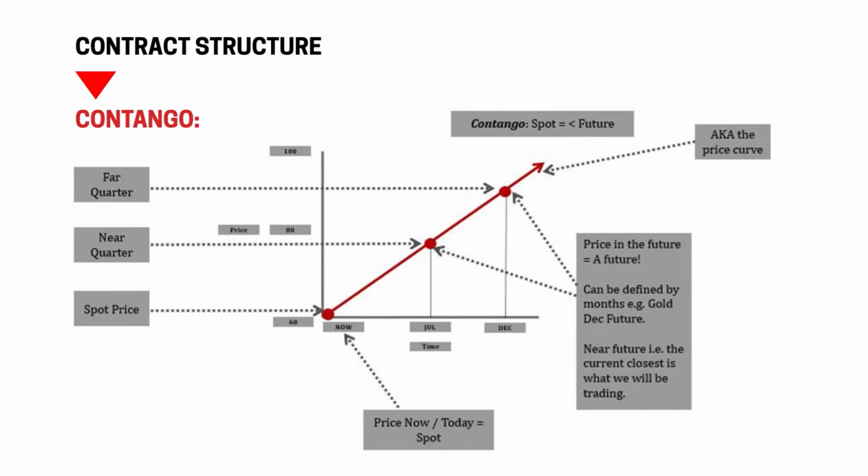Now this is a graphical representation of Contango. We can see that the spot price today is low, down around 40, I think it says there, and we can see that the price going forwards into those future months is a lot higher, and that is our curve, those price points joined together. And because the spot price is less than the future price, we call that market in Contango.